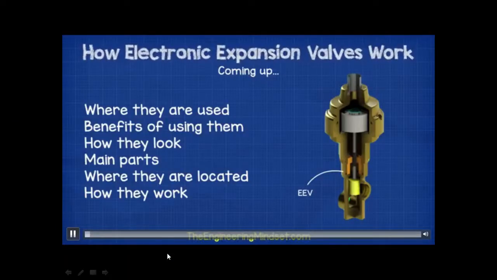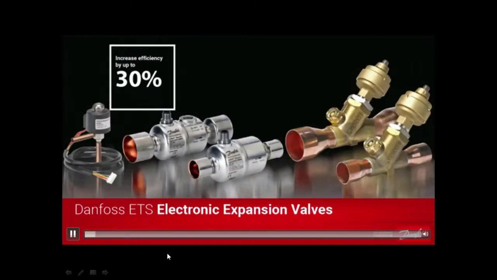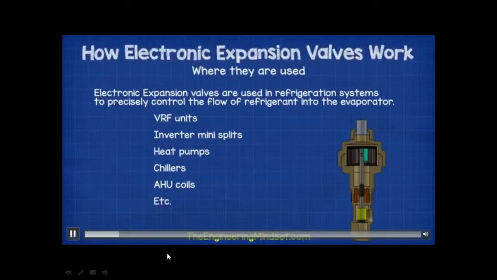In this video we're going to be learning all about the electronic expansion valve. We'll look at how they work, where to locate them, and why you should use them. To precisely control the flow of refrigerant into the evaporator, you can find these on everything, including VRF units, inverter mini splits, heat pumps, chillers, AHU coils, etc.